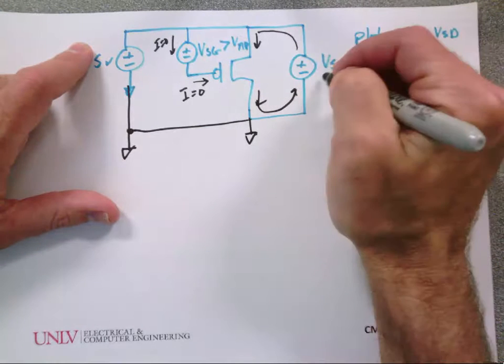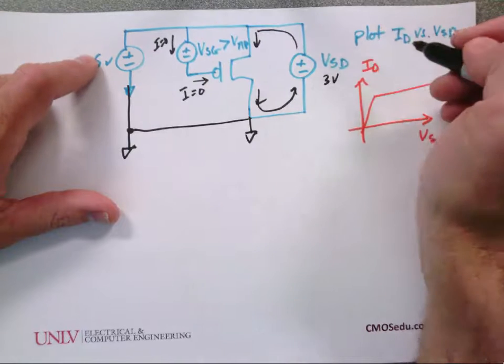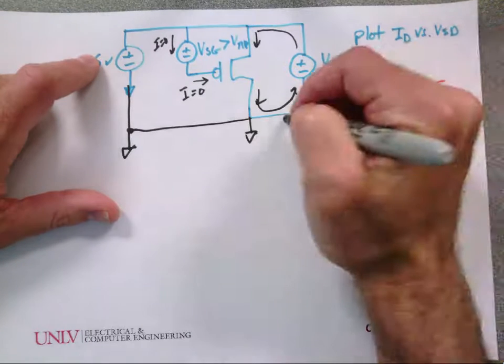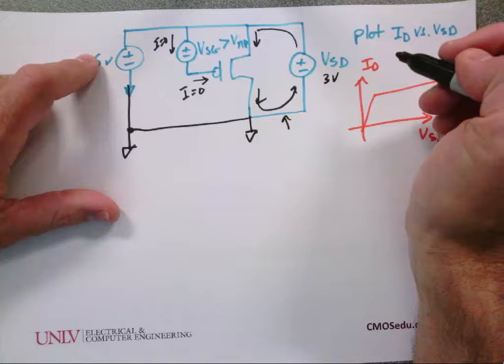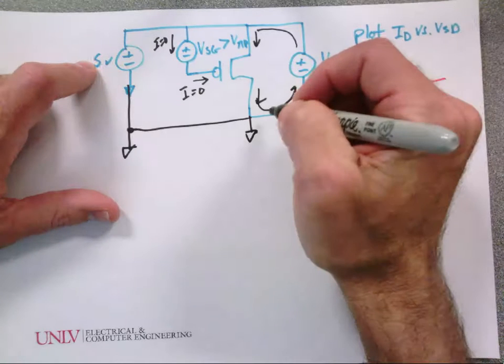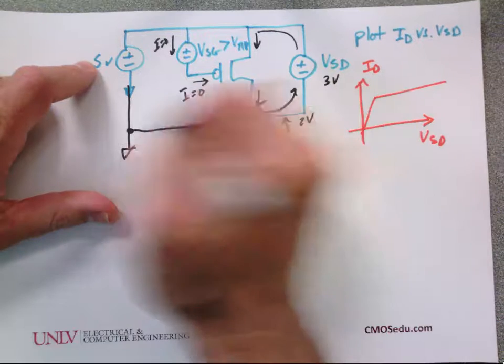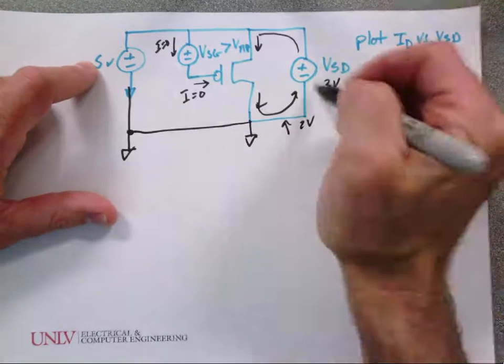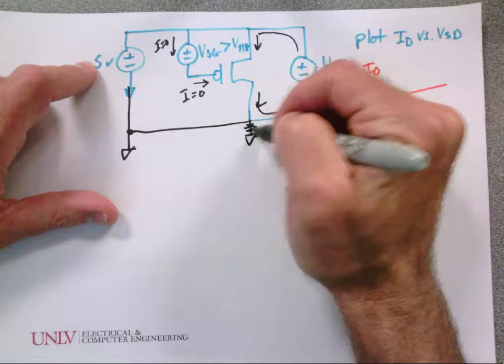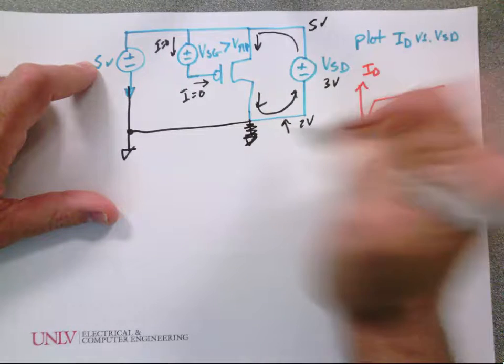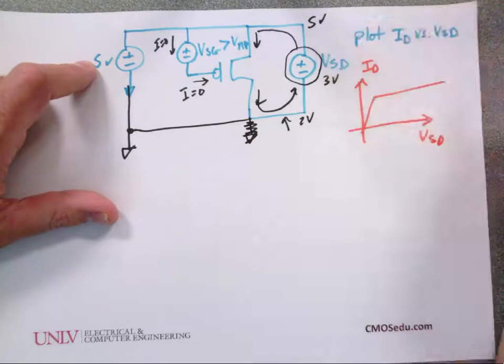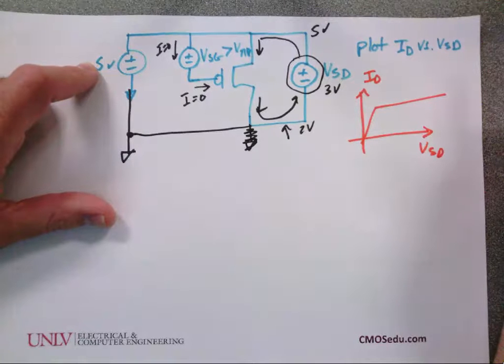So if VSD was 3 volts, what would be this potential here? Oh, wait, that doesn't work either, does it? Because this would be 2 volts, and then I'm saying these are shorted together. So I can't have that because if I put the ground here, and this is at 5 volts, then I can't change the VSD. So I don't want to do that.